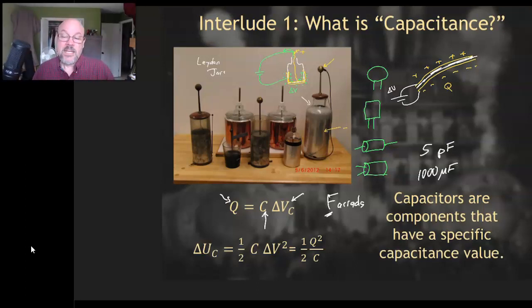That's pretty big. It is possible to purchase a 1 farad capacitor, but they're pretty expensive and kind of hard to come by. But most of the time they're going to be picofarads, nanofarads, millifarads, microfarads, way down in that range right there.